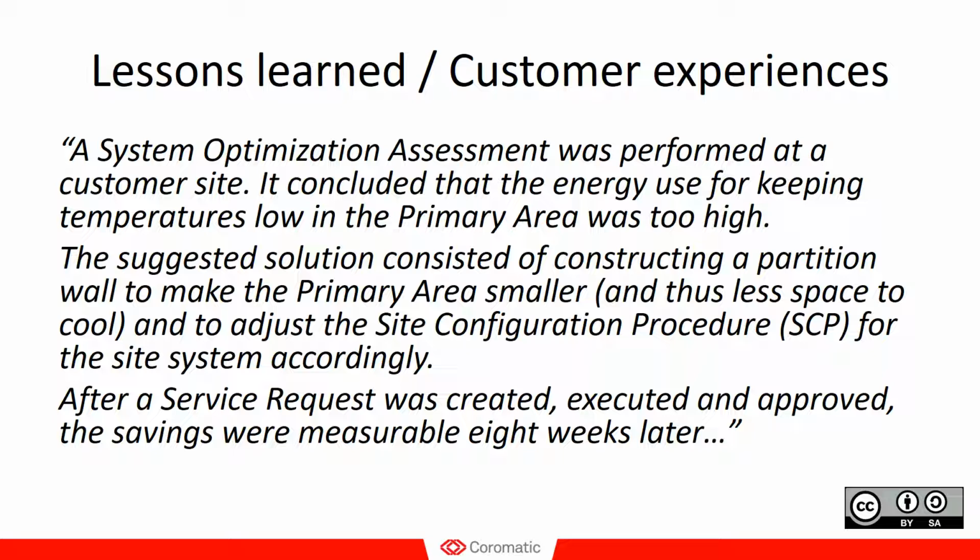The suggested solution in this case was very hands-on and pragmatic: construct a partition wall to make the primary area smaller, which means less volume to cool, and also adjust the site configuration procedure for the site system accordingly. If the primary area was cut back by 50%, the site configuration procedure for the site system was to reduce its current capacity load settings. Based on that, a service request was created, executed, and then reviewed and approved by the site management function. It was only 8 weeks later that the actual savings were measurable in the monitoring and reporting process. So this was a very quick and simple win, both financially and from an environmental impact perspective.